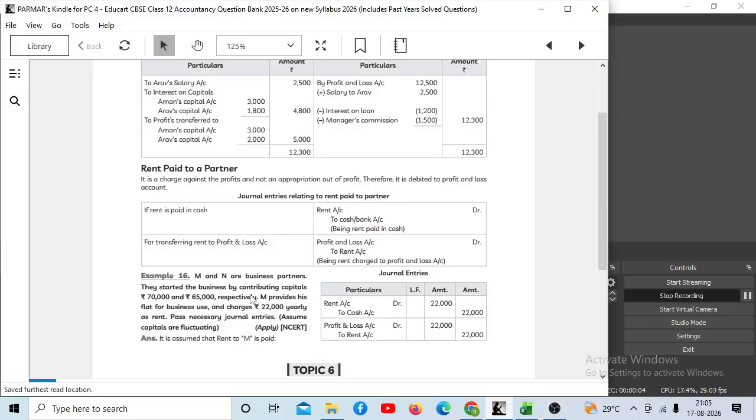So we will start with this question, example number 16, right? M and N are business partners. They started the business by contributing capital.